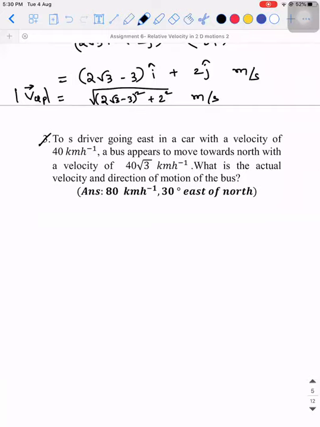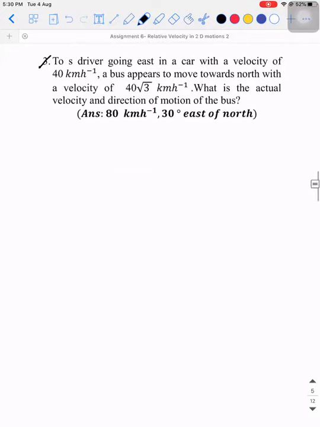So can you guys try now with the previous problem's knowledge? To a driver going east in a car with a velocity of 40 km per hour, a bus appears to move towards north with a velocity of 40 root 3 km per hour. What is the actual velocity and direction of the motion of the bus? See, I will write down the data. Tell me whether the data that I'm taking is right or not.